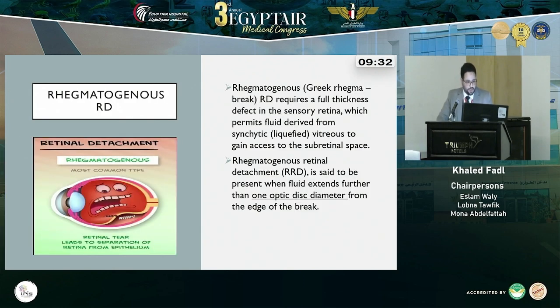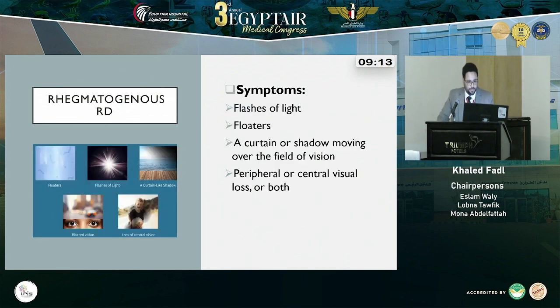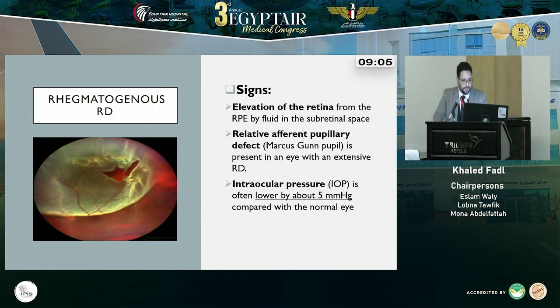The first one, the rhegmatogenous, requires a full thickness defect in the sensory retina, which permits fluid derived from liquefied vitreous to gain access to the subretinal space. So it's mainly secondary to a retinal tear. It is said to be present when fluid extends further than 1 optic disc diameter from the edge of the break. The symptoms: we have flashes of light, floaters, a curtain or shadow moving over the field of vision, and peripheral or central vision loss, or both.